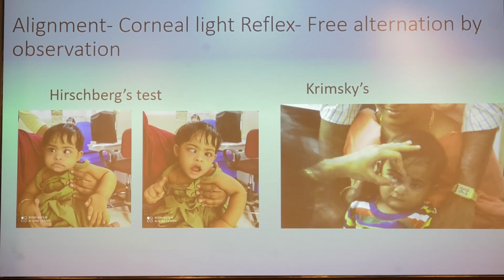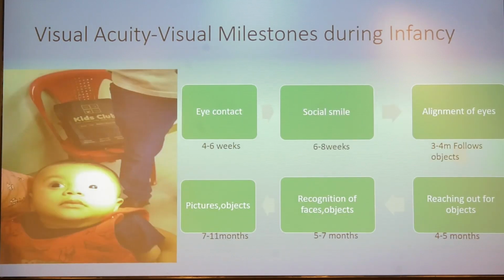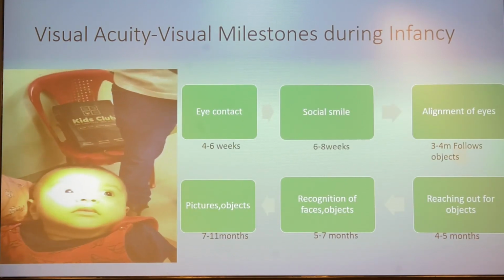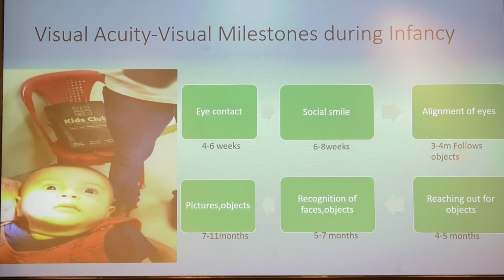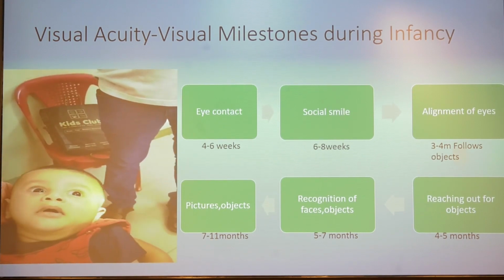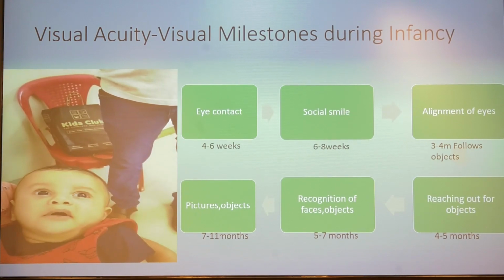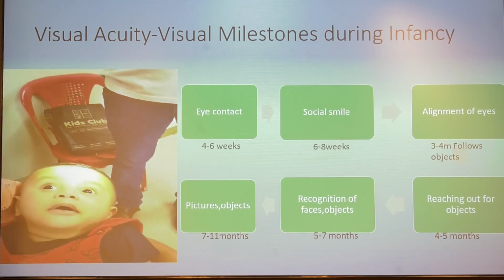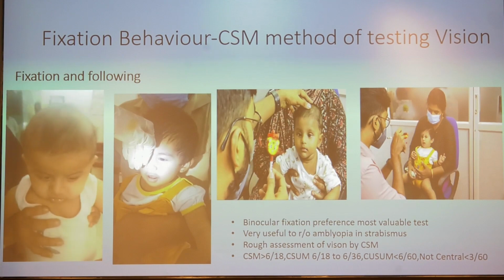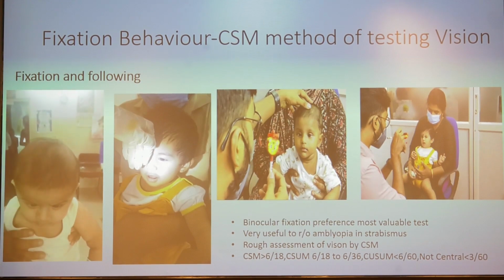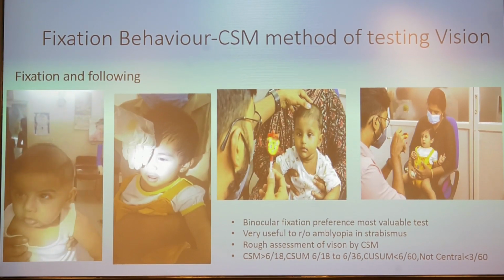Krimskis can also be seen with the loose prisms. And visual acuity, of course, we have to see what is the age of the child. Infancy, there is development from eye contact to alignment of the eyes, and then reaching out for objects, recognition of pictures, and fixation and following of both eyes, and then unilaterally also we have to see.